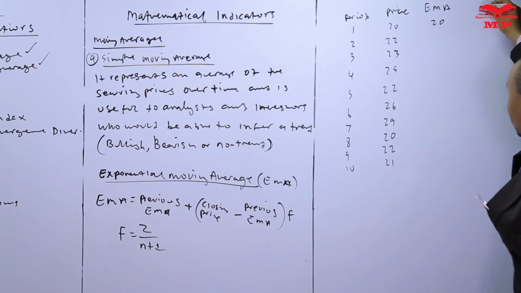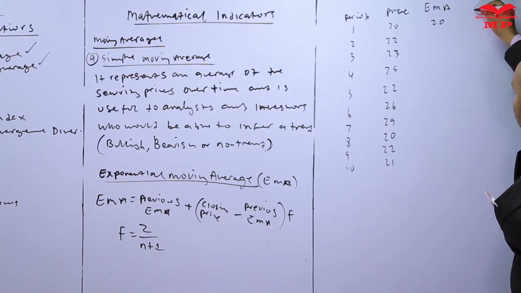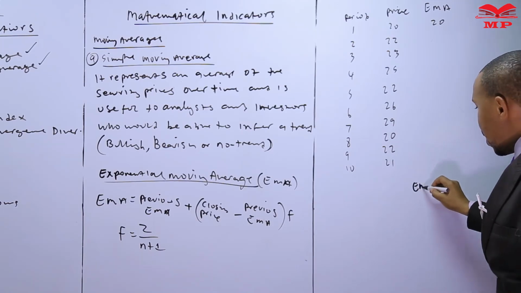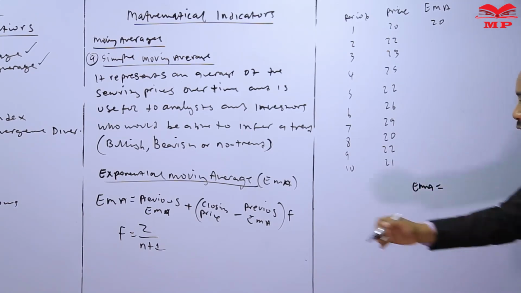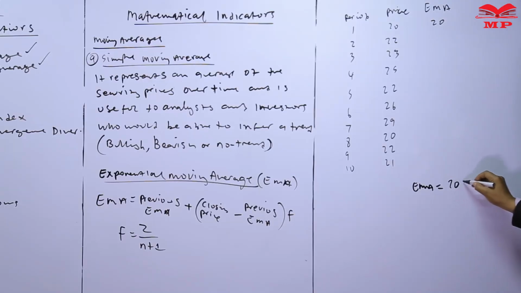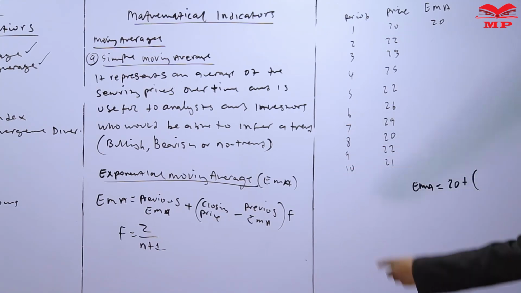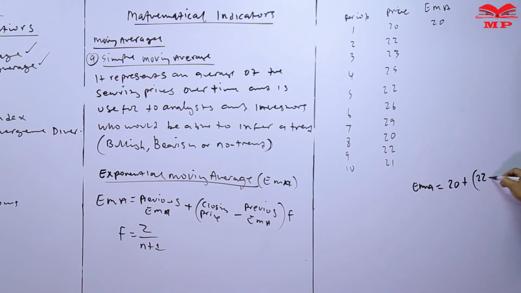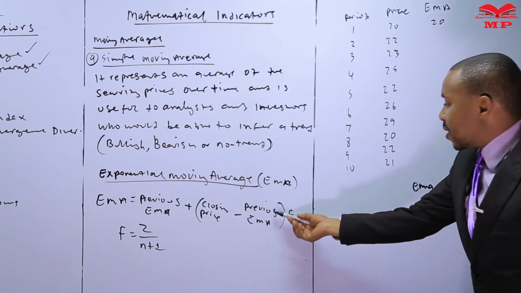If you'll allow me, I can compute the formula down over here. We can say the EMA is given as, the previous EMA, which is 20, plus the difference between the closing price, which right now is 22, minus the previous EMA.